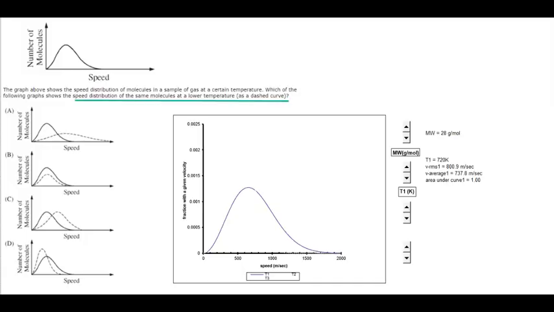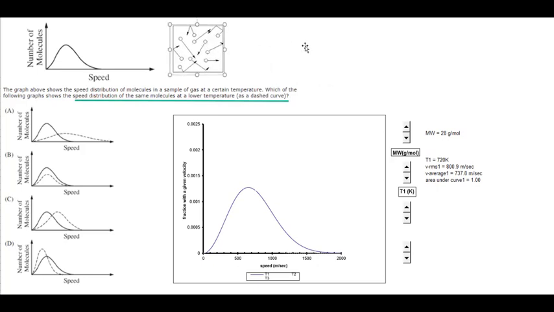Well, here we've got a nice multiple choice question, one that's pretty typical for an AP exam. It starts with a curve here that's referred to as the Maxwell Boltzmann curve. The question says the graph above shows the speed distribution of molecules in a sample of gas at a certain temperature. In fact, let me bring a little diagram in right here.